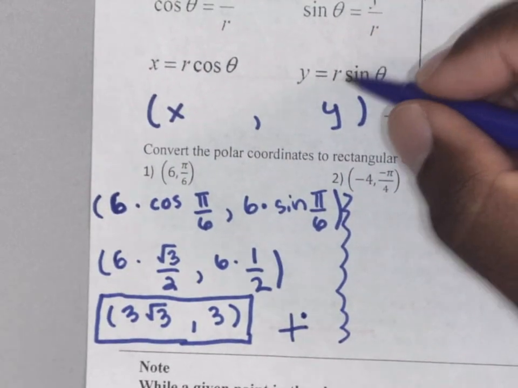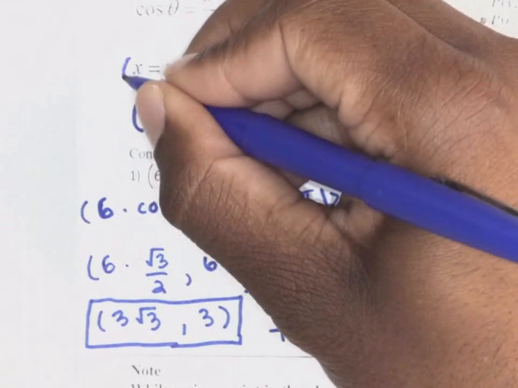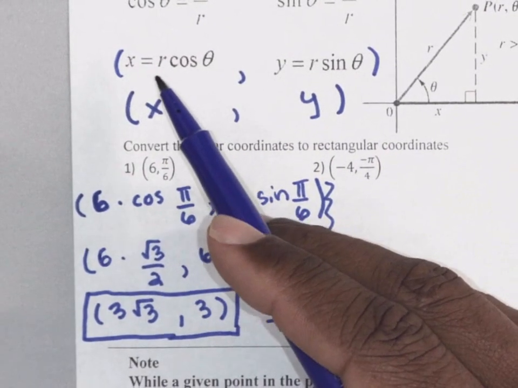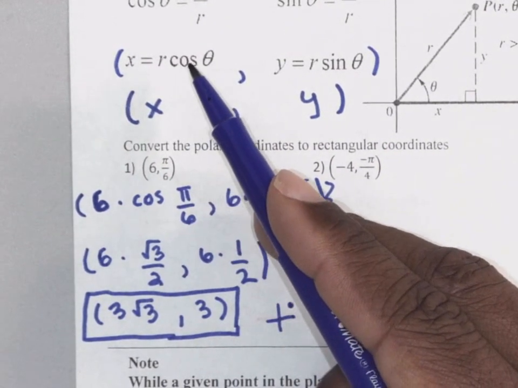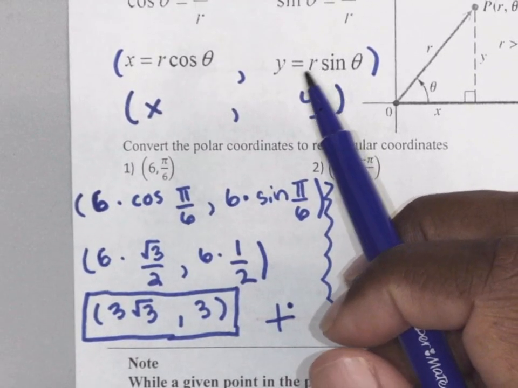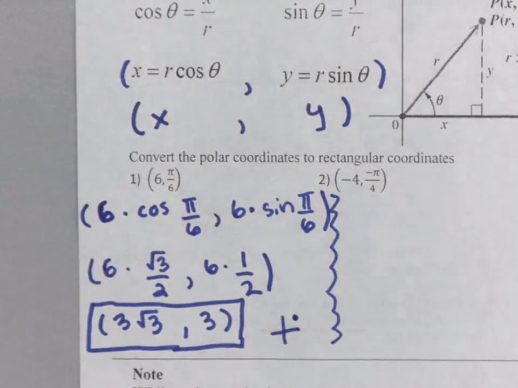All right, so what we did basically was we needed to get x and y. We just used this formula, this setup. You take the radius and multiply by the exact value of cosine. Take the radius and multiply by the exact value of sine. Let's do another one.